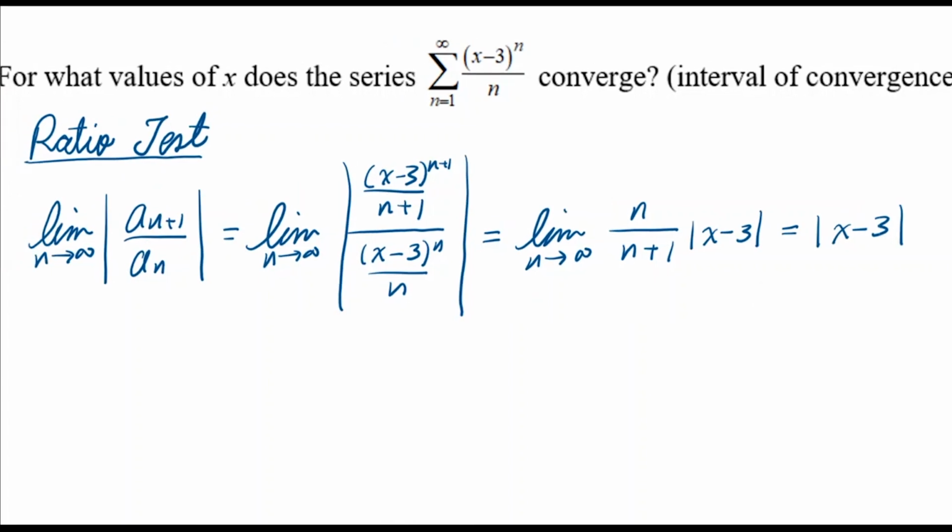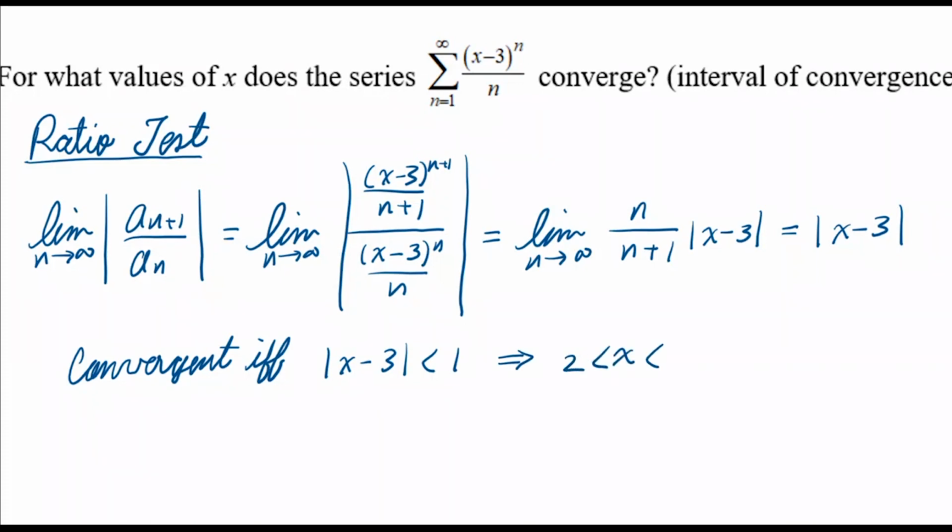Now, what was the condition of the convergence of the ratio test? The series is convergent if the result is less than 1. If and only if, this is biconditional both ways, your result of the ratio test needs to be strictly less than 1, right? So far so good. So that tells you your x is between 2 and 4.